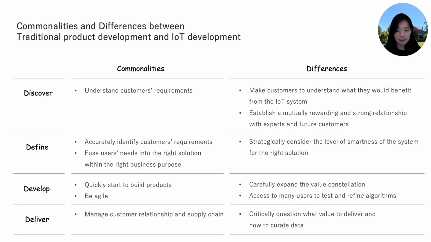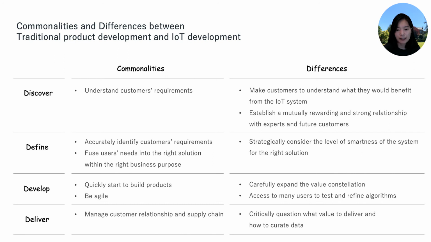There are differences between traditional product development and IoT system development. In the discover phase, it is significant to make customers understand what they would benefit from the IoT system before identifying and understanding their requirements. Also, establishing a mutually rewarding and strong relationship with experts and future customers is key in value creation. Then the company has to strategically consider the level of smartness of the system for the right solution.